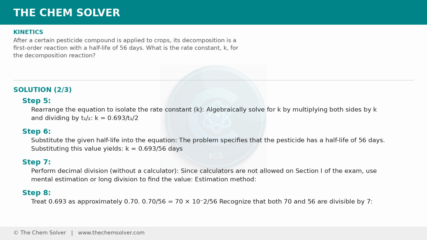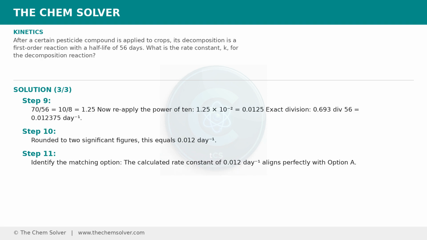Perform decimal division. Without a calculator, since calculators are not allowed on Section 1 of the exam, use mental estimation or long division to find the value. Estimation method: treat 0.693 as approximately 0.70. 0.70 over 56 is equal to 70 times 10 to the power negative 2 over 56. Recognize that both 70 and 56 are divisible by 7. 70 over 56 is equal to 10 over 8, which is 1.25. Now reapply the power of 10. 1.25 times 10 to the power minus 2 is equal to 0.0125.